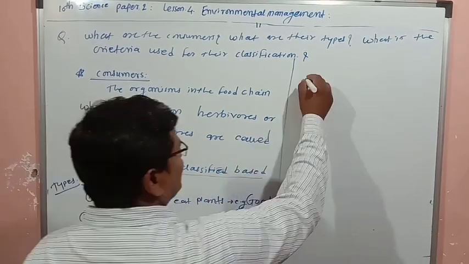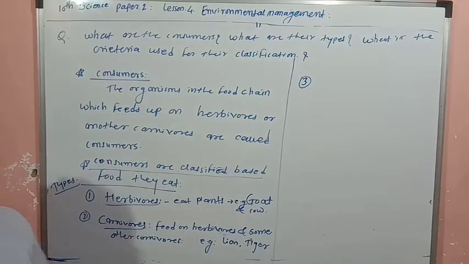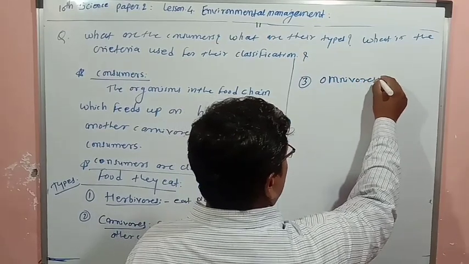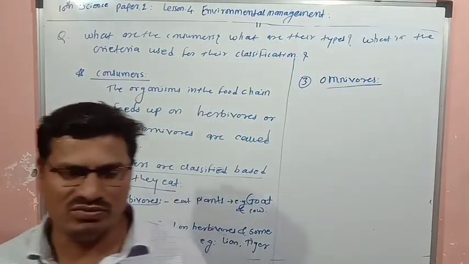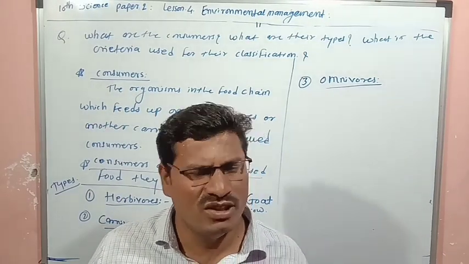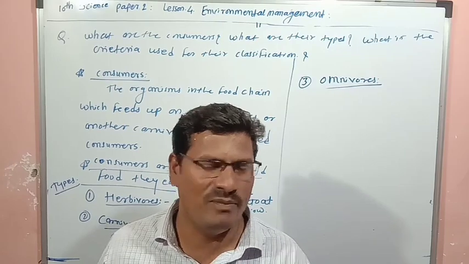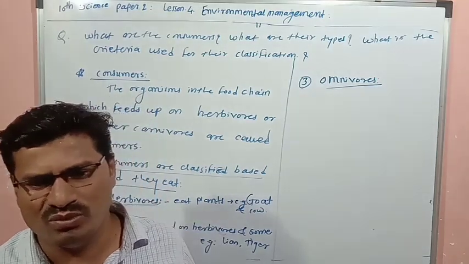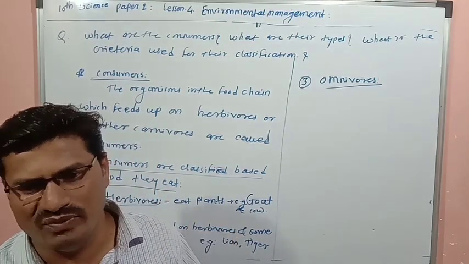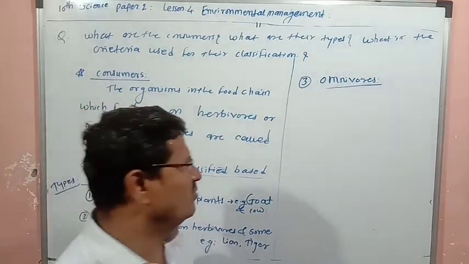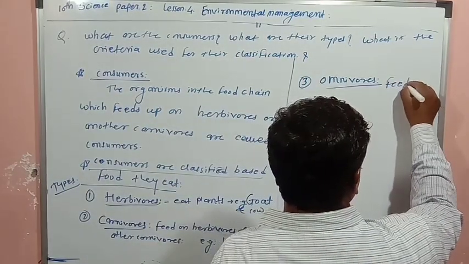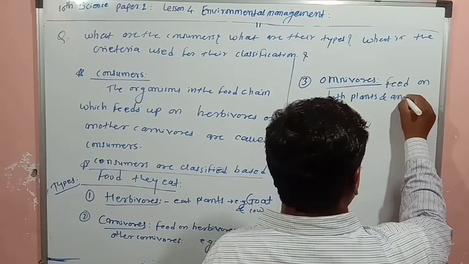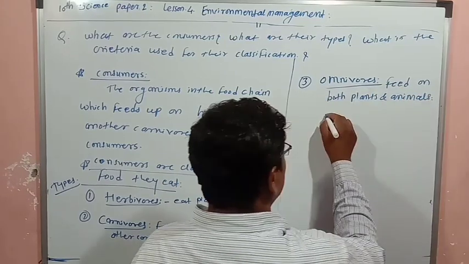The third type, after herbivores and carnivores, is omnivores. Which are the omnivores? Omnivores are the living organisms which feed upon herbivores as well as carnivores. That means they feed upon both plants and animals. These are called omnivores.